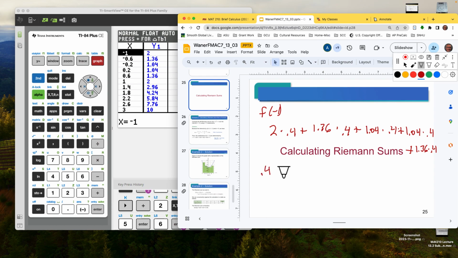So we take 0.4 times 2 plus 1.36 plus 1.04 plus 1.04 plus 1.36. We have 1, 2, 3, 4, 5. They asked for 5 rectangles. We have 5 heights. Okay, so we can now add these together. Let's go ahead and do that.